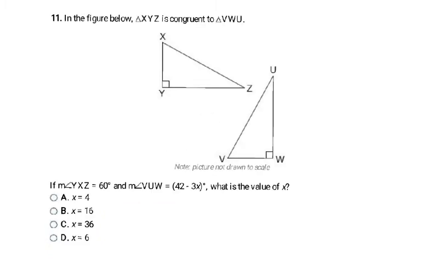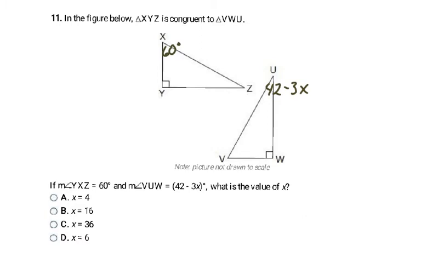Okay, in this problem here, I know that triangle XYZ is congruent to triangle VWU. So if the measure of angle YXZ equals 60 degrees, I'm going to go ahead and mark that. And the measure of angle VUW is 42 minus 3x. So I'm going to go ahead and mark that. What is the value of x?